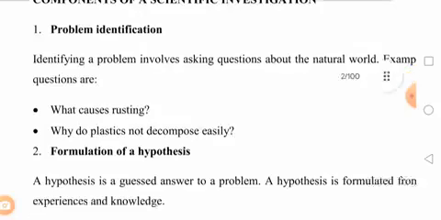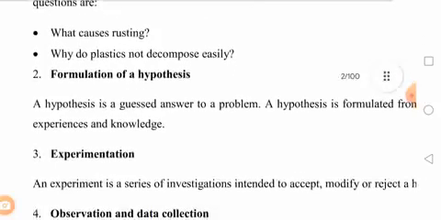Now, formulate hypothesis. A hypothesis is a guessed answer. You just guess. Your guessed answer can be correct or wrong. Remember, any science is based on many ways that support your questions. I mean, you are supporting your answers. A hypothesis is a guessed answer.